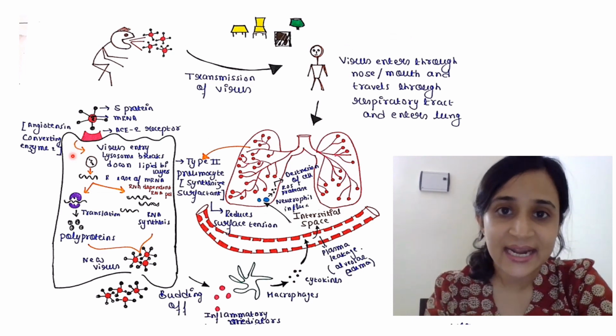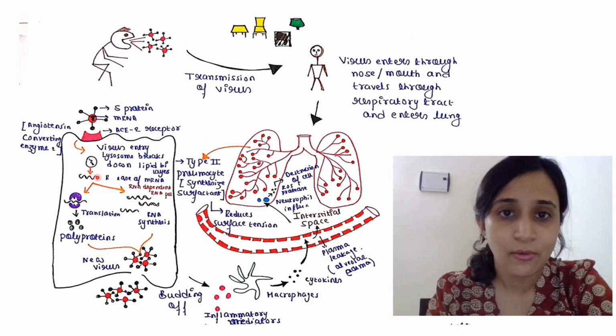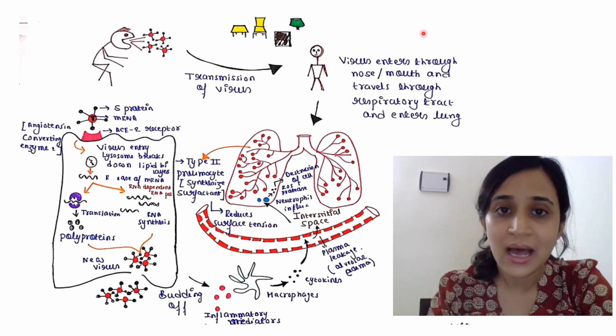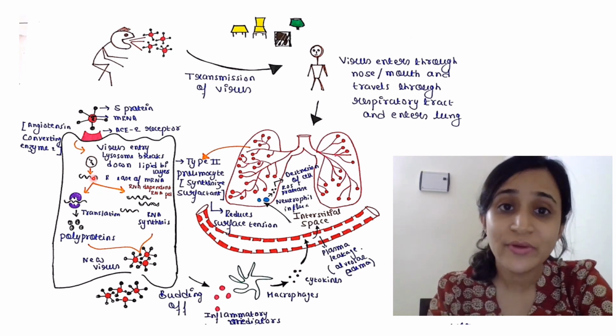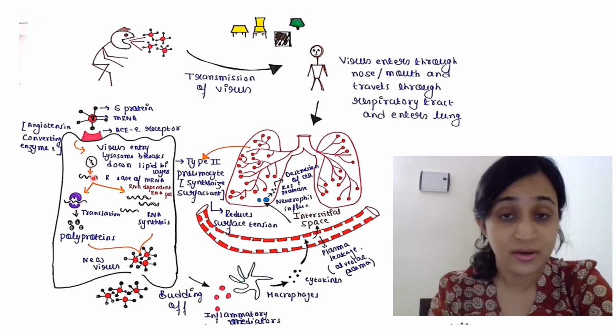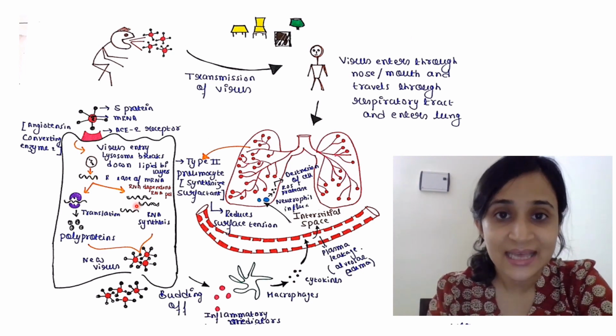When the virus gets endocytosed into these cells, the lysosome will break down the lipid bilayer and the viral RNA will come out of it. So the naked viral RNA is now in the cytoplasm. Once the viral RNA is there in our cytoplasm, it will do two things. The RNA is very clever. First of all, it will synthesize lots of RNA.